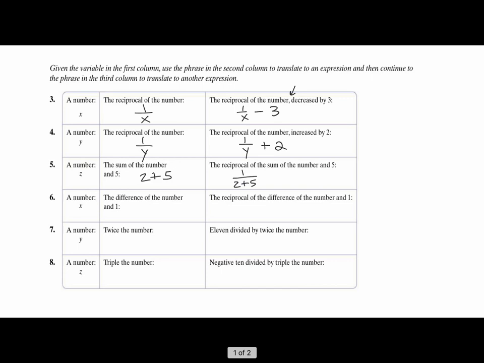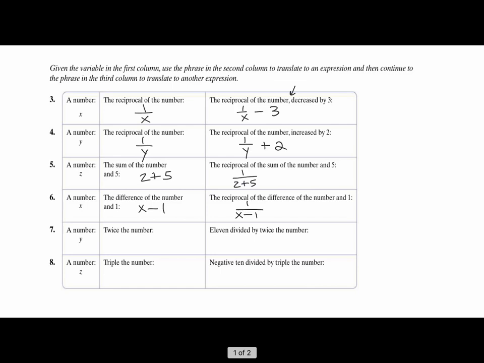For number 6, the number is x. So the difference of the number and 1. Difference means subtract the number and 1. And the reciprocal of the difference of the number and 1. So it's the reciprocal of the difference. So that entire difference goes down in the denominator.